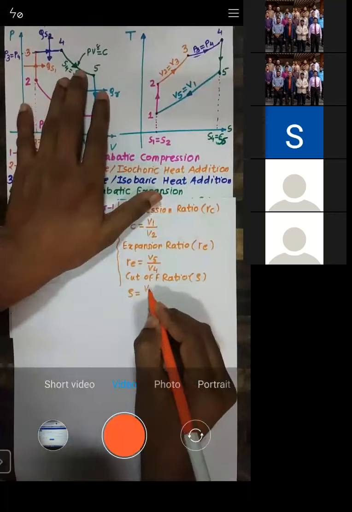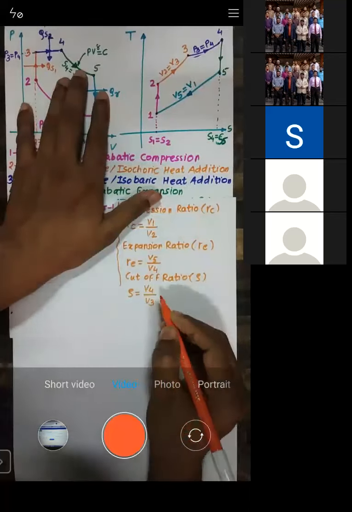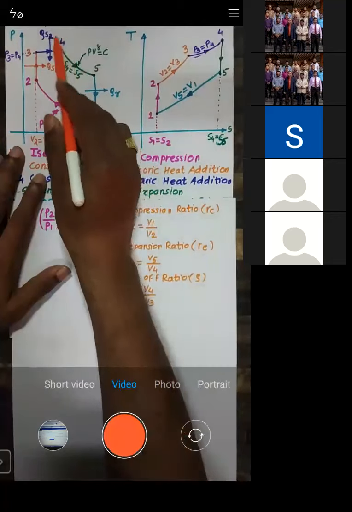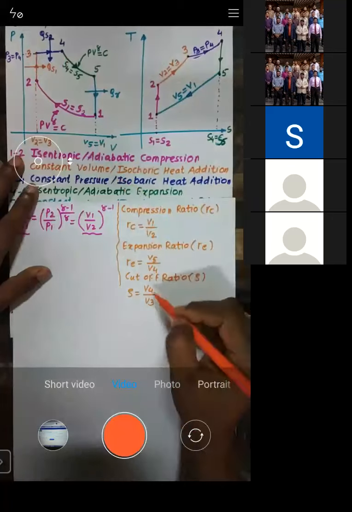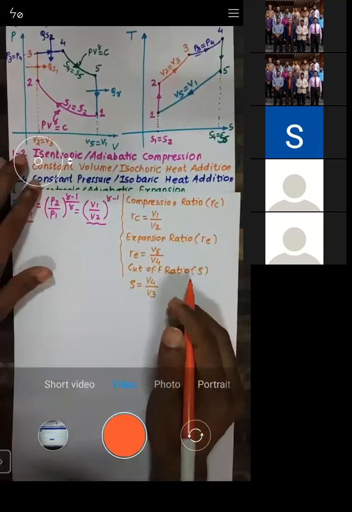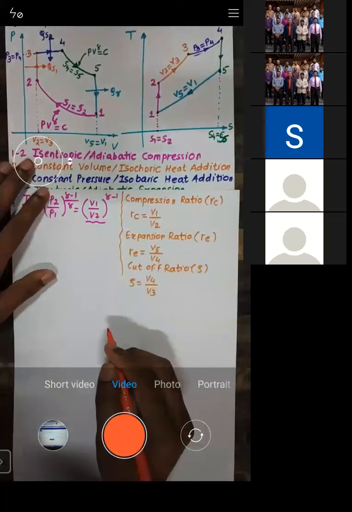So I'll write it down as V4 by V3. V4 is the volume after the heat addition, V3 is the volume before the heat addition. So the ratio V4 by V3 is the cutoff ratio, right? Now let me write down one more ratio.